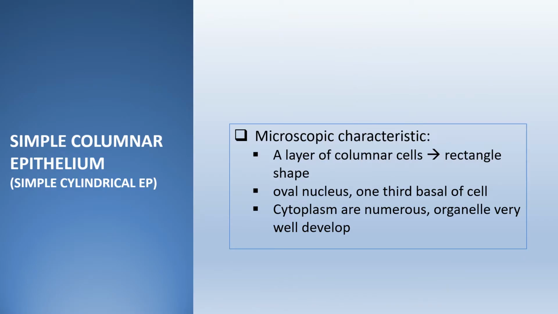Microscopic characteristic of simple columnar epithelium: it consists of a layer of columnar cells and can be like a rectangle shape. There is an oval nucleus in the basal third of the cell. The cytoplasm is numerous and the organelles are very well developed.